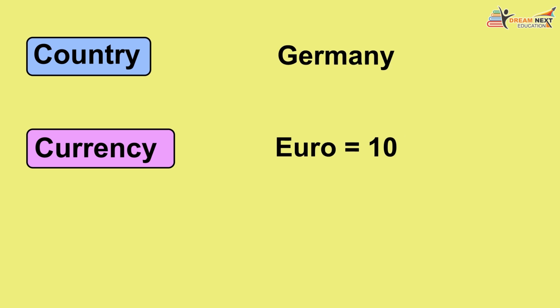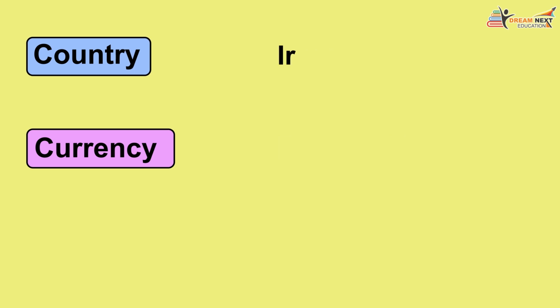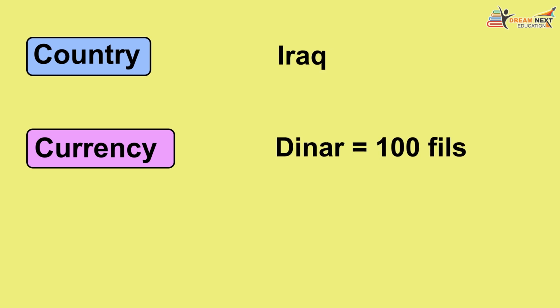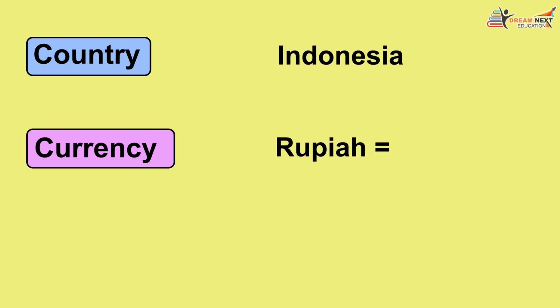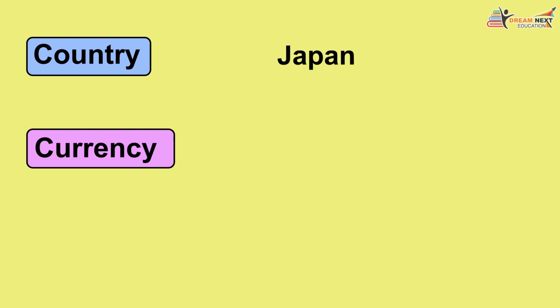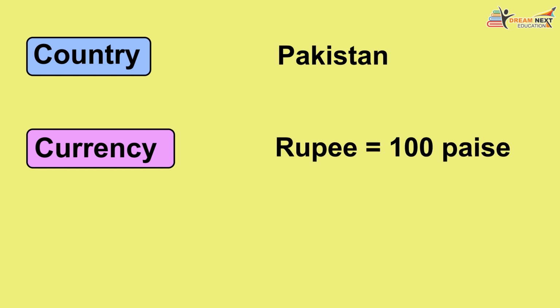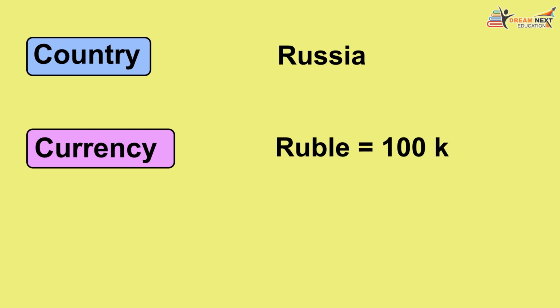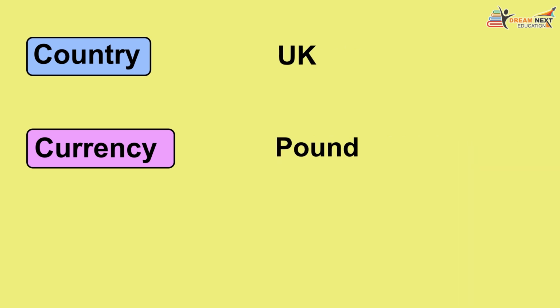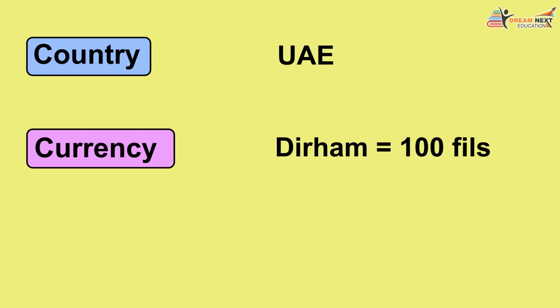Germany, euro 100 cents. France, euro 100 cents. Greece, euro 100 cents. Iraq, dinar 100 fils. Iran, rial 100 dinars. Indonesia, rupiah 100 sen. Japan, yen 100 sen. Pakistan, rupee 100 paise. Russia, ruble 100 kopecks. UK, pound 100 pence. UAE, dirham 100 fils. USA, dollar 100 cents.